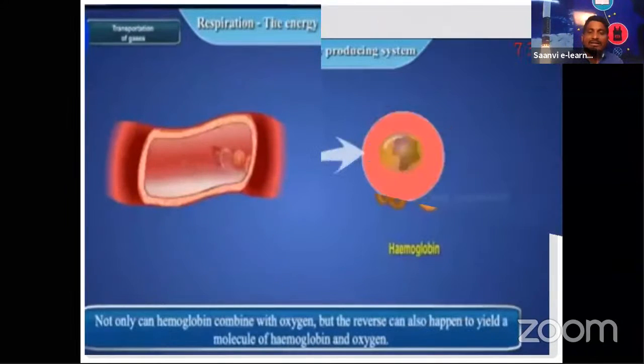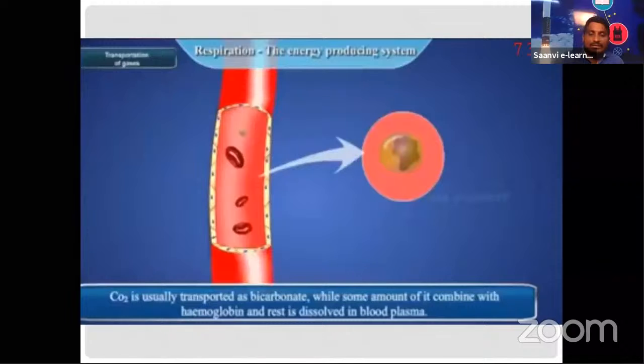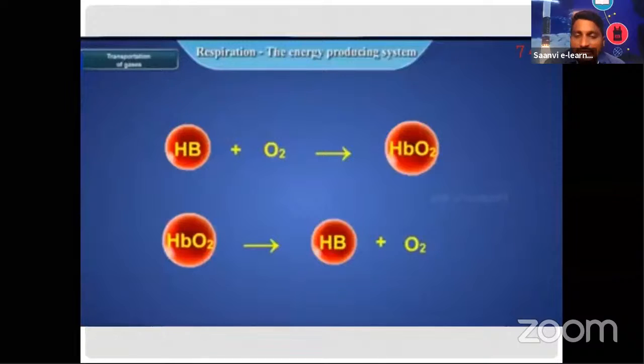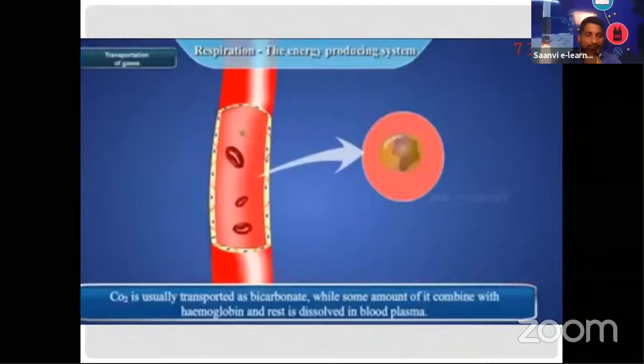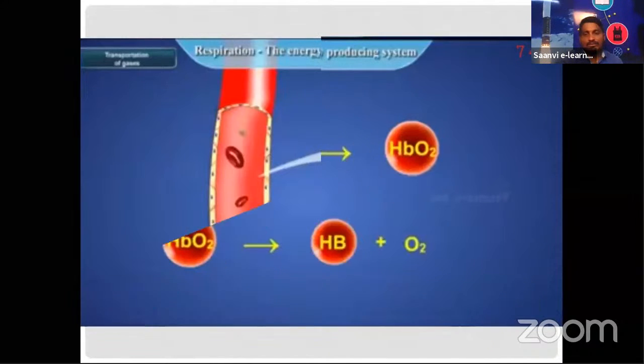So here we have a clear reaction: hemoglobin reacts with oxygen and forms oxyhemoglobin HbO2. The reverse can also happen: HbO2 can divide into Hb plus O2. And here CO2 is usually transported as bicarbonate, HCO3, while some amount of it is combined with hemoglobin and the rest is dissolved in the blood plasma. Here it is clearly given in that circle. Okay.